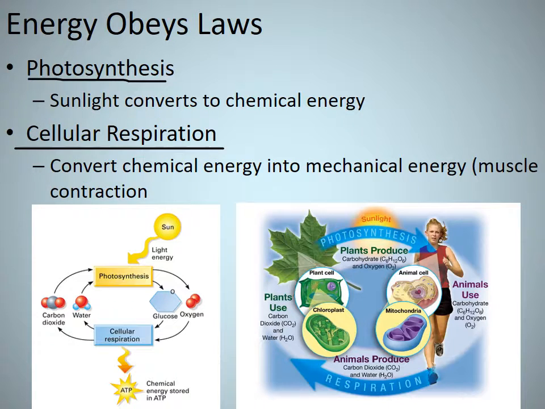Okay? Photosynthesis obviously uses sunlight. Energy here is the sun. And plants, this is the system that occurs in plants, converts sunlight to chemical energy. And that chemical energy will be stored in chemical bonds. Now, cellular respiration will convert chemical energy and convert it into mechanical energy, for example, a muscle contraction.